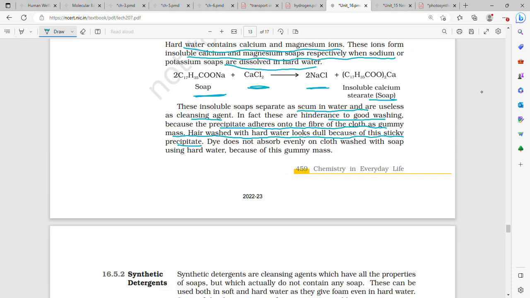This insoluble calcium stearate soap is basically scum in water and it is useless. It is a hindrance to good washing because this scum adheres onto the fiber of the cloth as a gummy mass. Dye does not absorb evenly on cloth washed with soap using hard water because of this gummy mass.